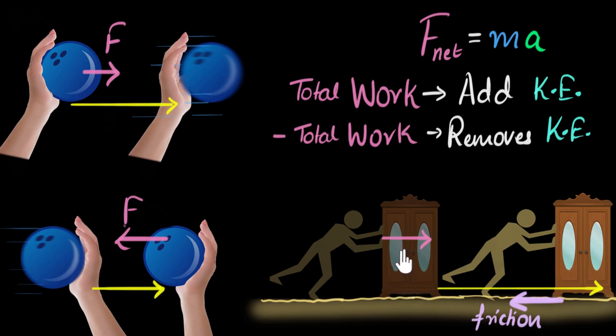Another way I like to think about this is that when you're doing positive work, you are adding kinetic energy to the cupboard, but at the same time, friction is removing that kinetic energy from the cupboard. And that's why the kinetic energy didn't change at all.